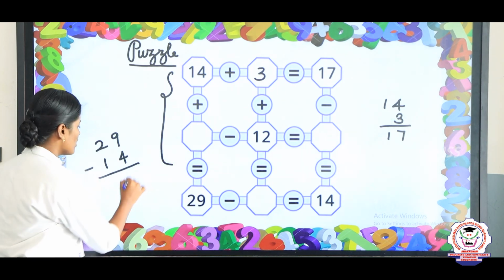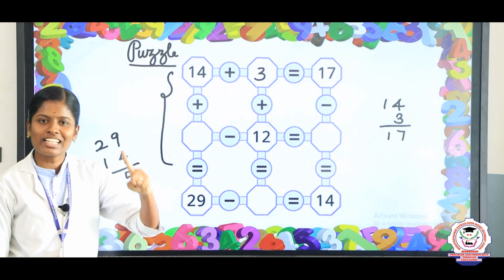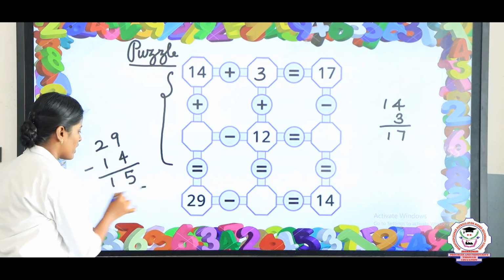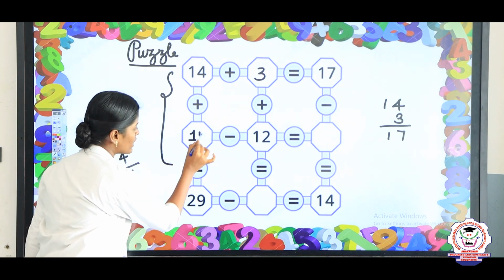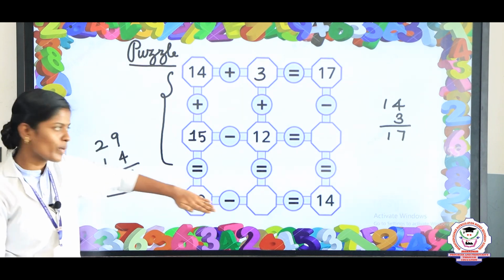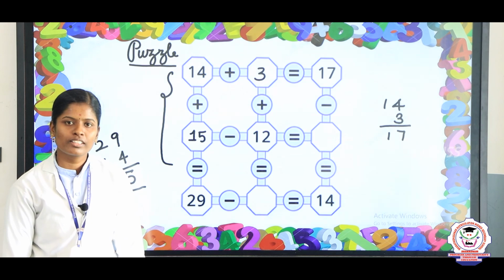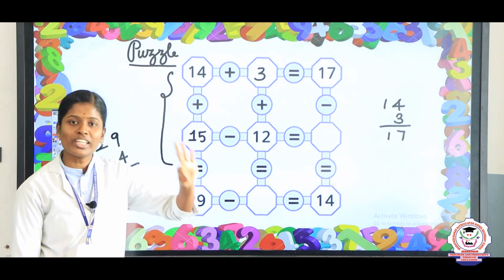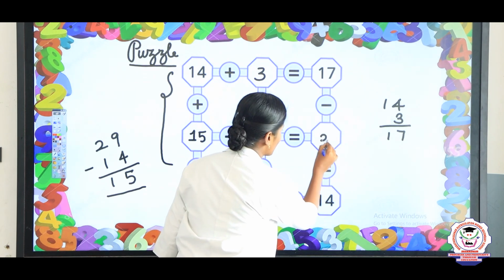Very good, Gokul. So write the answer 5, and 2 minus 1. So what is the answer? The answer is 1. So here we use 15, and we got the answer 29. 14 plus 15, the answer is 29. So listen my children, what is 15 minus 12? The answer is 3. So write the answer 3.